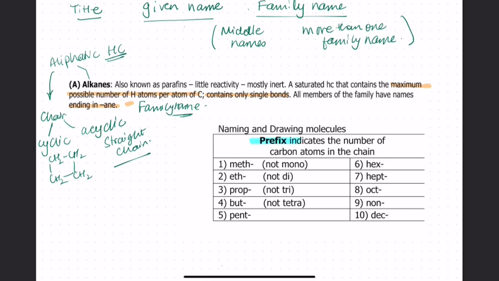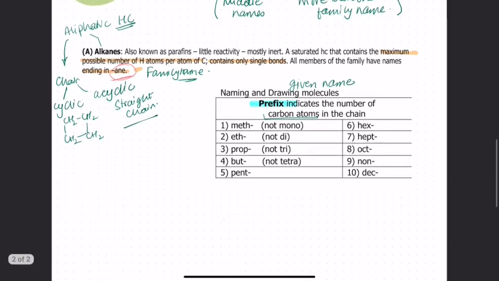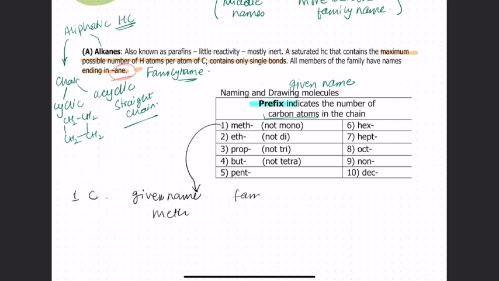So for the alkanes, the prefix indicates the given name. This comes from the number of carbon atoms in the chain. The "ane" ending is the family name. We do not have a title to begin with, but as and when we see one, I will tell you about it. So let's look at some examples. If you had one carbon atom, the given name would be meth. The family name is ane. So the name would become methane.